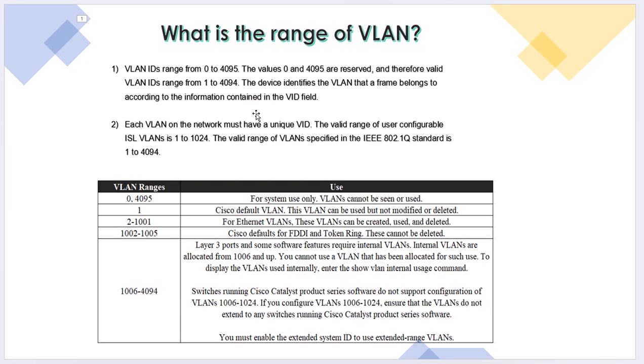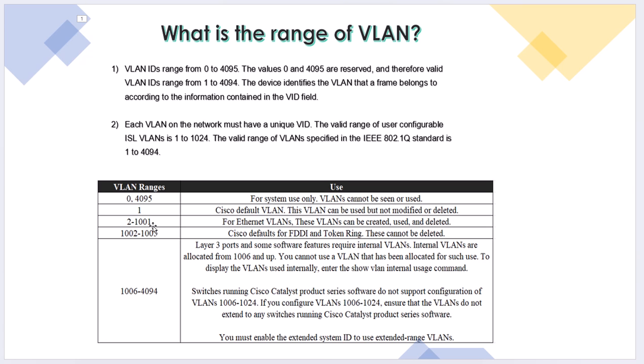What is the range of VLANs? Usually we can use the VLAN range 0 to 4095. By default, VLAN 1 is the default VLAN. That VLAN is used by default. We cannot modify or delete this VLAN.